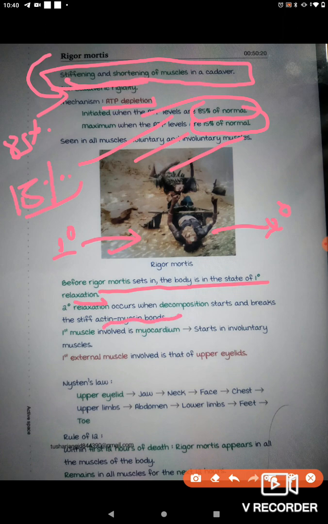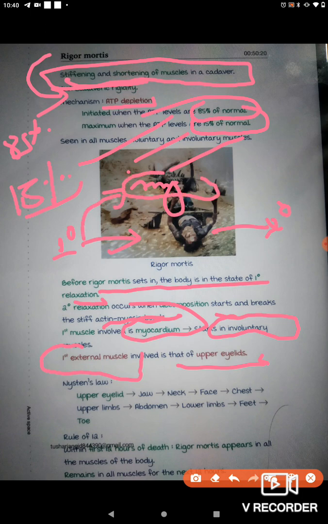Okay. So the first involuntary muscle to start rigor mortis is the myocardium, the muscle of the heart. But myocardium is not a visible muscle. So the first external muscle visible is the upper eyelid. If we are asked what is the first muscle, we answer myocardium. First involuntary muscle, also myocardium. First voluntary muscle or the first visible muscle is the upper eyelid.